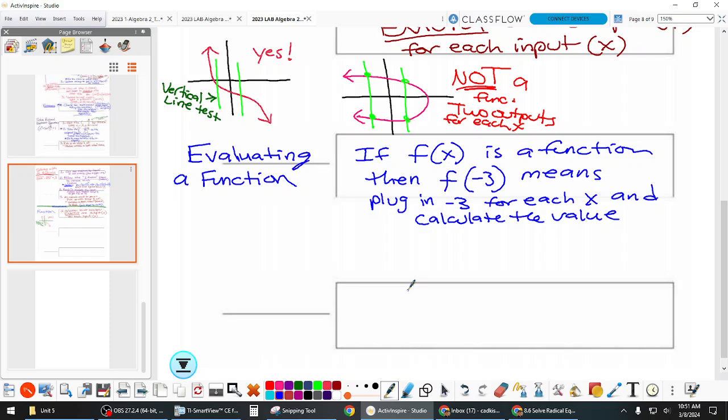Just for fun, what kind of parent function would this one be that I drew? Close. That would go like this way. She said cube root. Remember this? It's cubed. That's why, well, or an odd power polynomial, right? Good. All right, next.